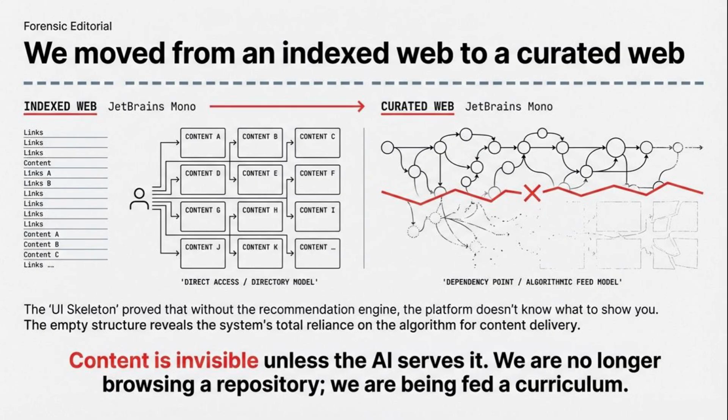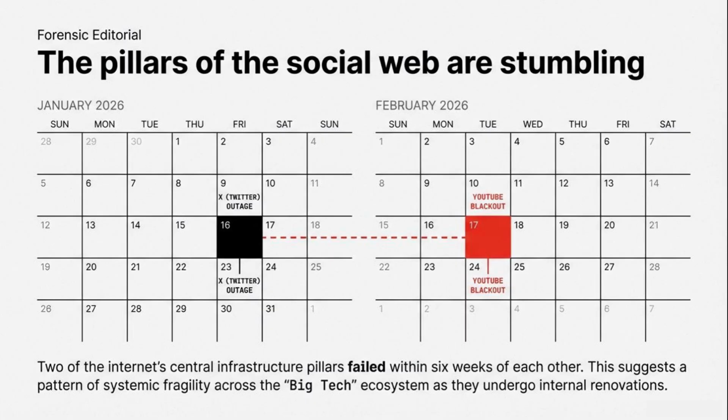That's actually kind of terrifying. Yeah. It means we don't control what we see at all. The content doesn't exist to us unless the algorithm serves it up on a plate. You've hit on the core of it. We've moved from an indexed web, where you could browse a directory, to a curated web. And if the curator calls in sick, the whole museum shuts down.